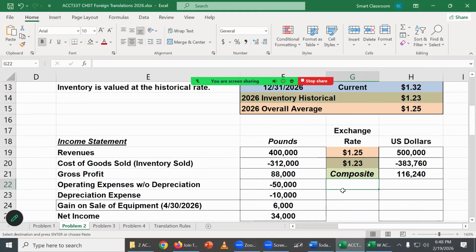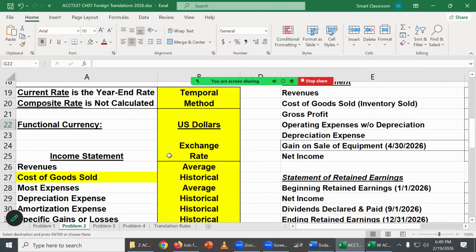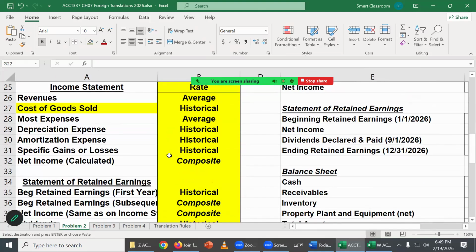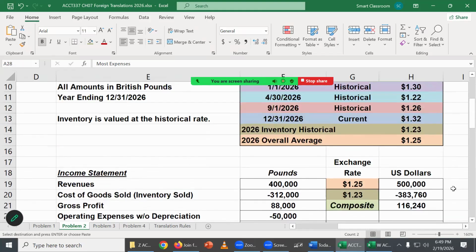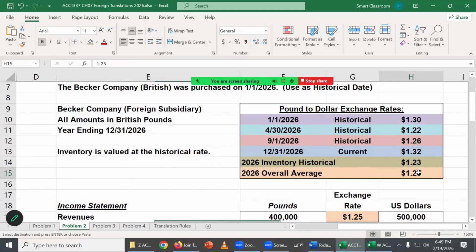Okay, operating expenses without depreciation. Let's go over here. Most expenses are going to be on average. Your rent, your utilities, you pay utilities 12 times a year. It's going to be an average. You pay your rent, whatever. So most expenses are going to be at the average rate. Let's go to average. There.